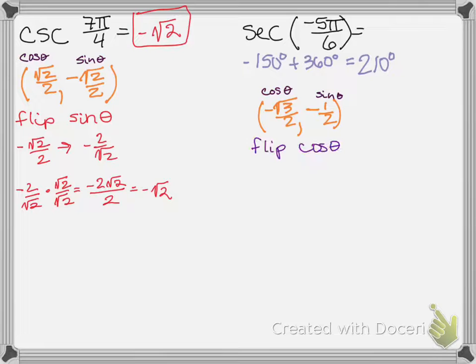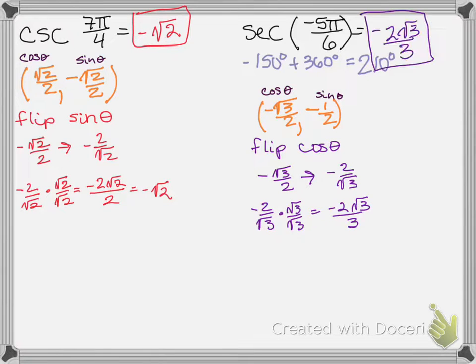Secant means flip cosine. So my cosine is negative root 3 over 2. When I flip it, I get negative 2 over the square root of 3. But again, I have a root in the denominator that I don't want, so I'm going to multiply by the square root of 3 over the square root of 3, and I get negative 2 square root of 3 over 3, and that's my answer.